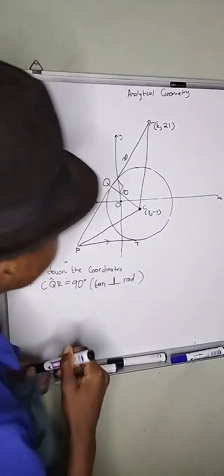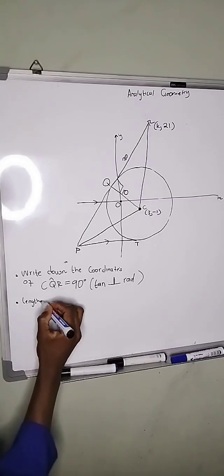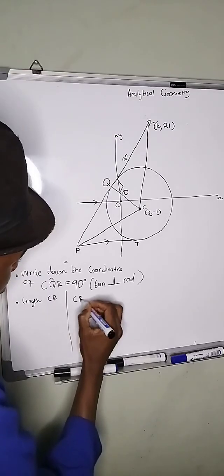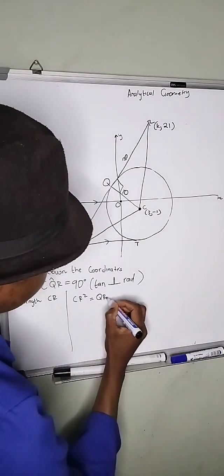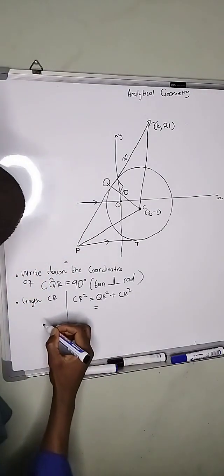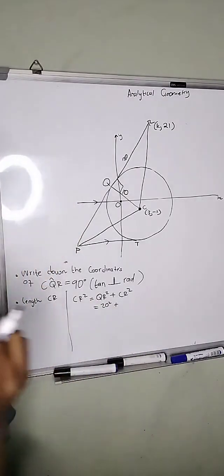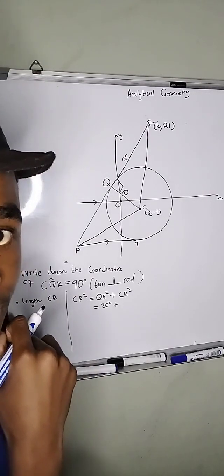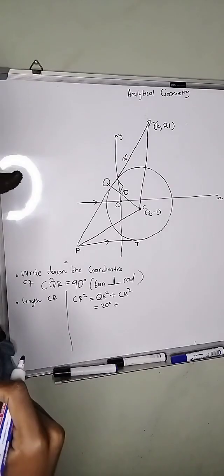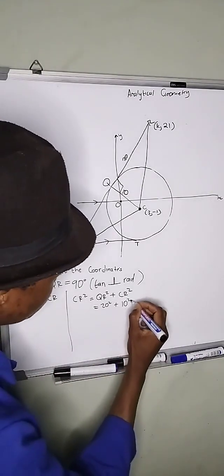So now I'm going to say the length CR is going to be what? CR squared is going to be equal to QR squared plus CQ squared. This is going to be equal to what? Obviously, my QR is 20 squared and my CQ is how much? Yeah, it's going to be 10 squared.